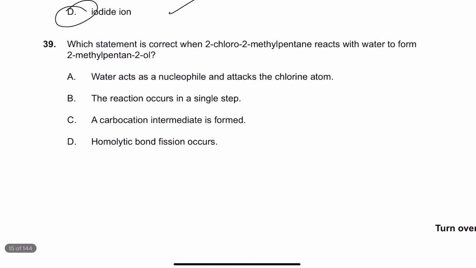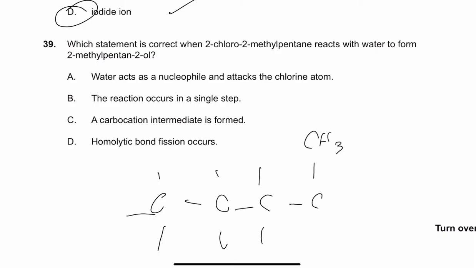Now, which statement is correct when 2-chloro-2-methylpentane reacts with water to form 2-methylpentan-2-ol? Okay, let's just draw this first. So 2-chloro-2-methylpentane, okay. So that's what it looks like. And it looks like we have a tertiary alcohol being produced, and it's going to be a tertiary halogenoalkane, so that's going to be SN1. Okay, so we're going to just think about all of these in the mindset of an SN1 reaction.